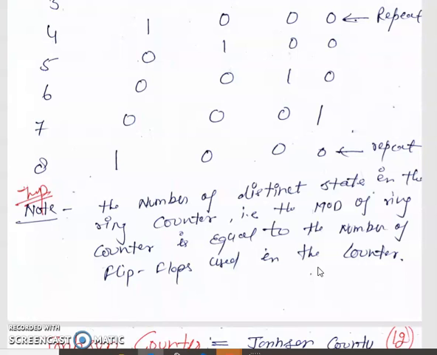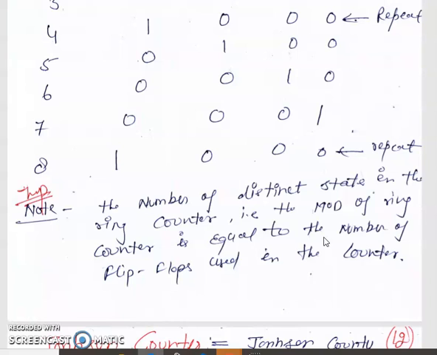n, where n is the number of bits used in the counter. The number of bits is always equal to the number of flip-flops. The big difference between the normal counters and the ring counter is that in a synchronous counter with n bits, we have to keep 2 to the power n states. For example, if n equals 4, we have 16 states, which means it counts 0 to 15 clock pulses.